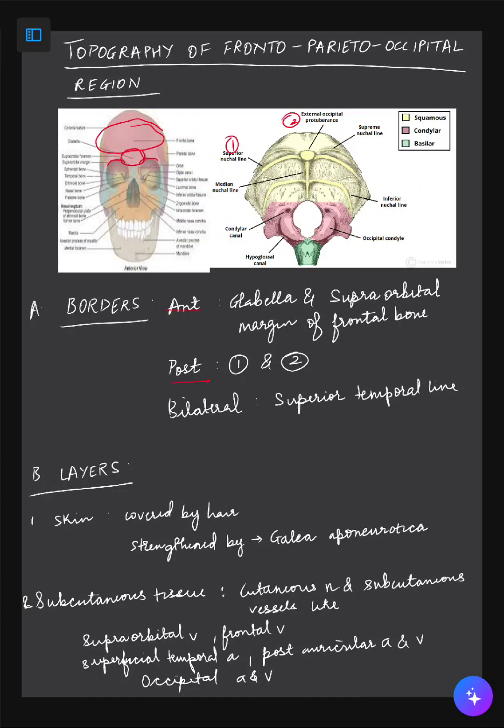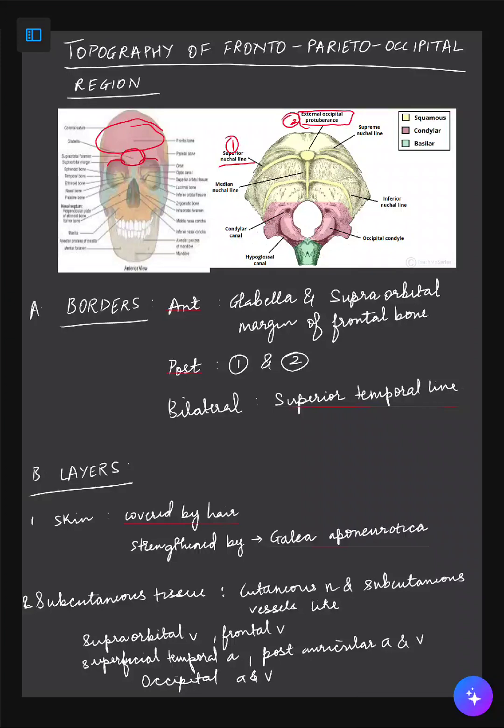Now what is the posterior margin? The posterior margin is the superior nuchal line and the external occipital protuberance. And bilaterally, there are the superior temporal lines. Next are the layers. What are the layers of this fronto-parieto-occipital region? First is the skin, which is covered by hair and is strengthened by the galea aponeurotica.